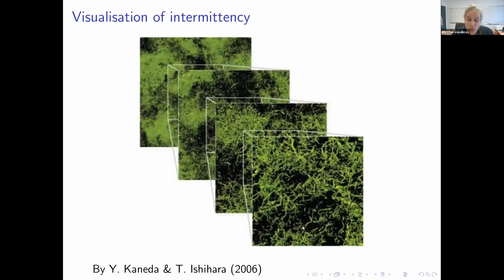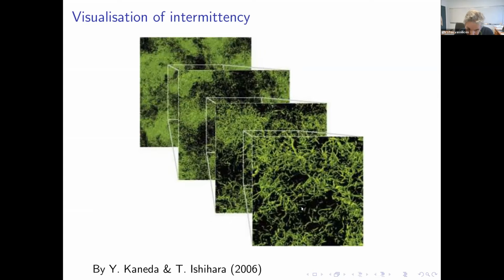So this is basically what I just told you, and here I have a visualization which is already 15 years old by the Japanese group which did some of the biggest DNS early on. And it's an expression, of what I just wrote down with this PDF, of the intermittency you have both in space and time in the turbulent flow. These green things are vortex tubes, a lot of vorticity. There are also in a turbulent flow, and the higher the Reynolds number, the more this is going to be true, regions where there's no vorticity at all, or very little. So you have this very intermittent behavior.